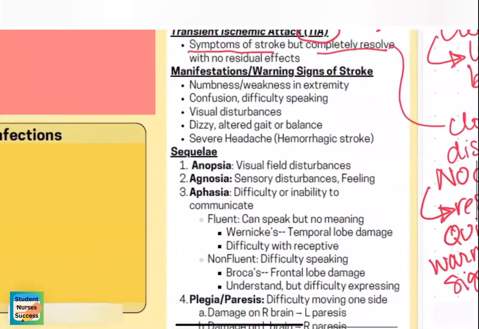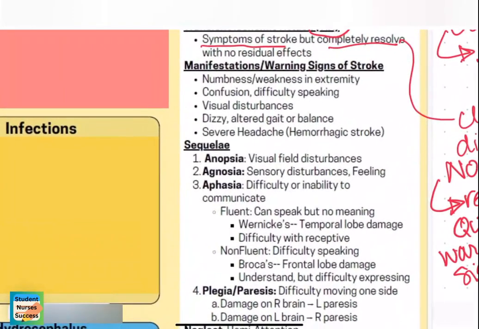Let's move on to the manifestations or warning signs of a stroke. Really, a stroke is lack of blood flow to an area of the brain, and an area of the brain is going to start to die from this lack of blood flow. So patients, depending on the area of the brain that's affected, could have different symptoms. They may have numbness or weakness in a particular extremity. They could have confusion, difficulty speaking. They could have visual disturbances if it's in the visual part of the brain. They could maybe have altered gait or balance or dizziness if it's toward the occipital area or the cerebellum, which is responsible for gait.